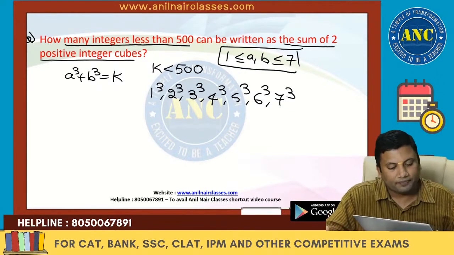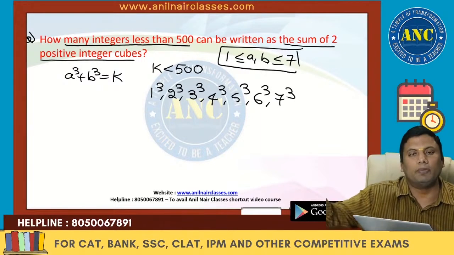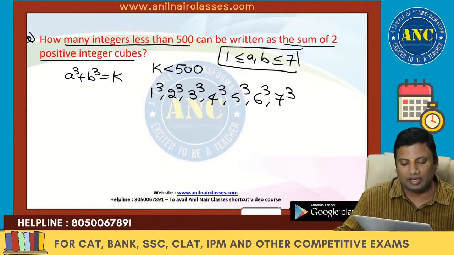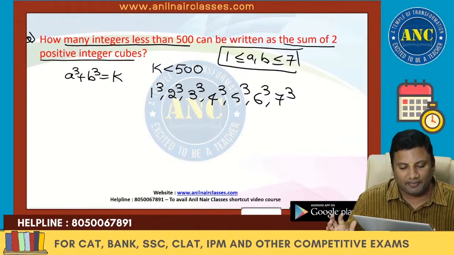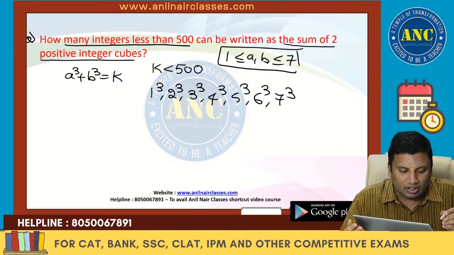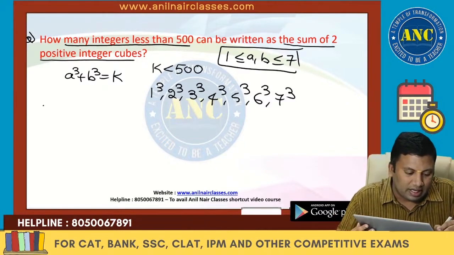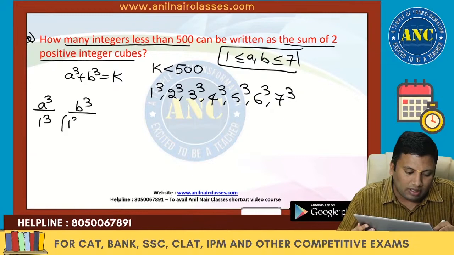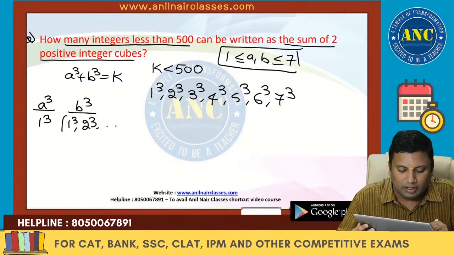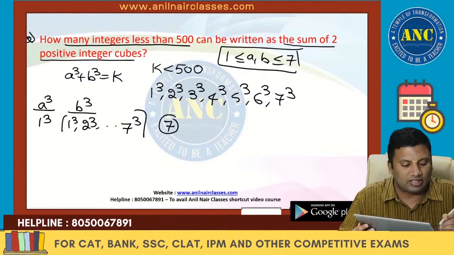Why? Because if the b value or a value is 8, 8 cube is 512, and 512 plus something will get into a value greater than 500. It is not said that they should be distinct. So a and b can be the same or distinct. That means if a cube is 1 cube, b cube can take all the values 1 cube, 2 cube till 7 cube. So this is total 7 values it can take.